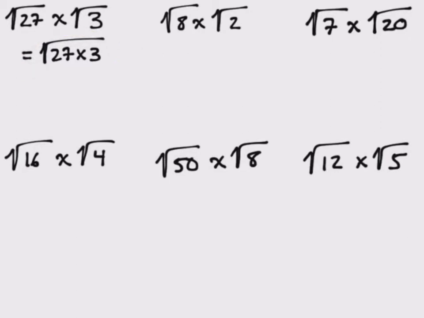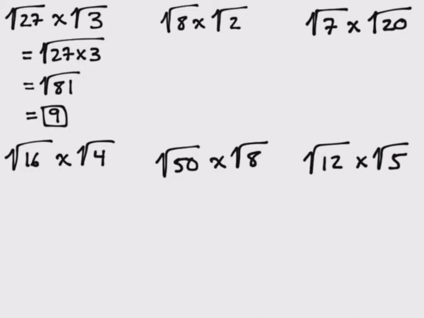Well, 27 times 3 happens to be 81, and 81 happens to be a perfect square, of which we know the square root, that's just going to be 9. So even though the square root of 27 and the square root of 3 are each really long decimals that go on forever and ever and don't repeat, their product is just 9. I think that's really cool.